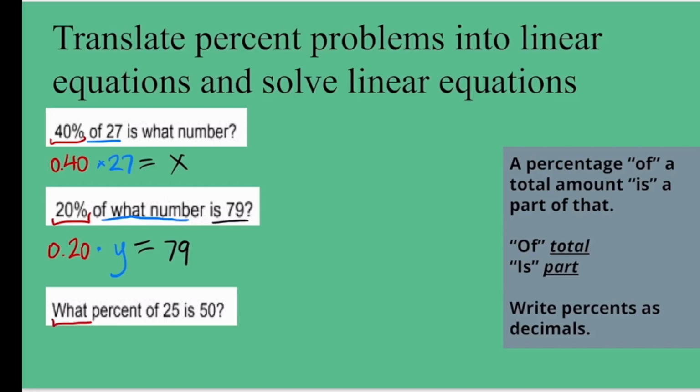The third one, what percent? I don't know. Let's make that z of 25. We're going to multiply by 25, and that's going to equal 50. And now we can go back and actually do all of this math. So for the first problem, everything is already on the left side, so we just straight up multiply. X is 10.8.